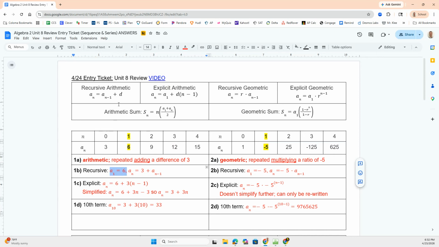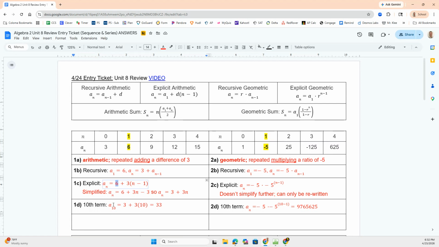The explicit rule is in the form of A1 plus the common difference D times n minus 1. We just spelled those out in the recursive rule. We are starting at 6, we are adding 3, and we're doing it n minus 1 times. And then the last question, what is the value of a given term?